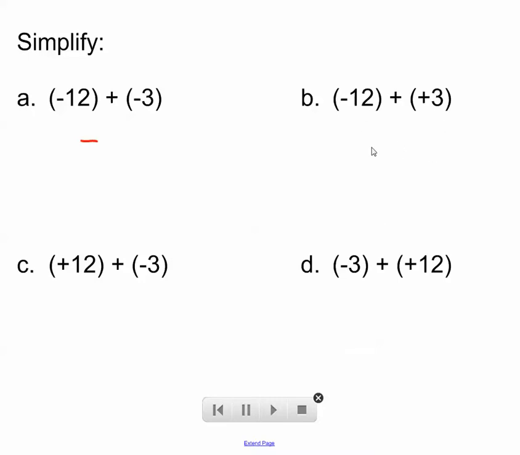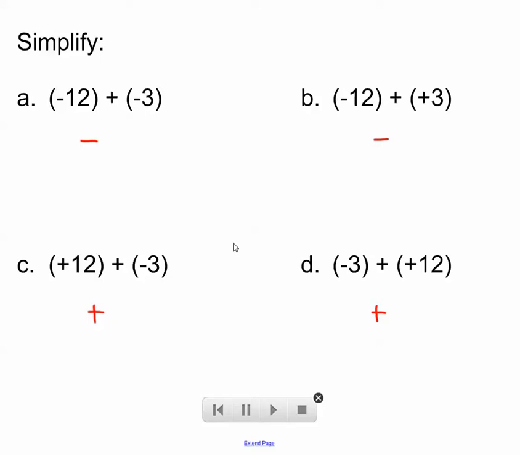In B, we have different signs, so what we need to determine is which one has the greater absolute value. Negative 12 is further away from 0 on the number line than 3 is, so it's got a bigger absolute value, so our answer is going to be negative. On C, 12 and 3, again, well, this time positive 12 has a greater absolute value than negative 3. It's further away from 0 on the number line, so our answer is going to be positive. And then on D, we got a negative 3 and a positive 12. Really, this is the same problem as C because addition is commutative. So this is going to be positive as well because positive 12 is bigger than negative 3.